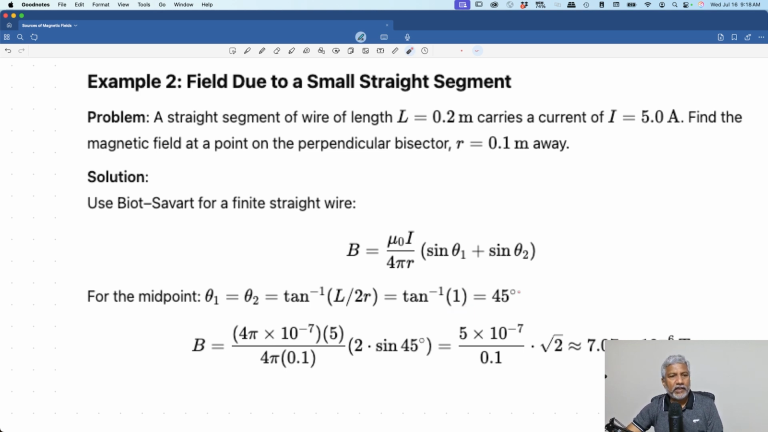Okay. And so when you plug it into this formula and substitute, since the two angles are equal, I just took 2 times that and you get the magnetic field approximately 7.07 times 10 to the minus 6 Tesla.